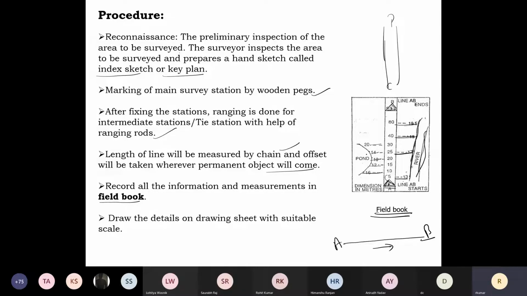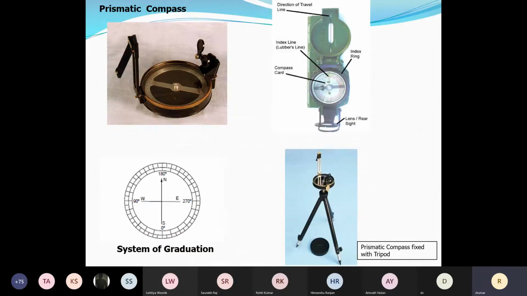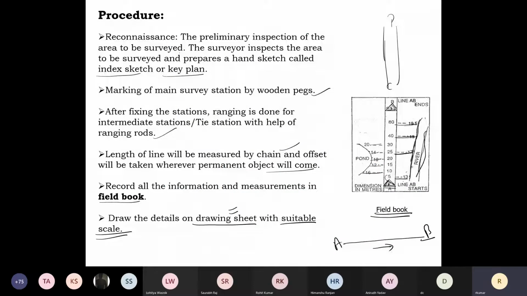Now all the details, you will go to the office or your hostel, whatever, and draw the details on the drawing sheet on a suitable scale. This is ultimately our objective. If I send you to one ground, we have to plot it on the drawing sheet, so anybody can use it. Then we don't need to go to the field; anybody can use this drawing sheet to see what is there in the field. This is about chain. If any doubt so far, let me know. Then I will introduce prismatic compass.